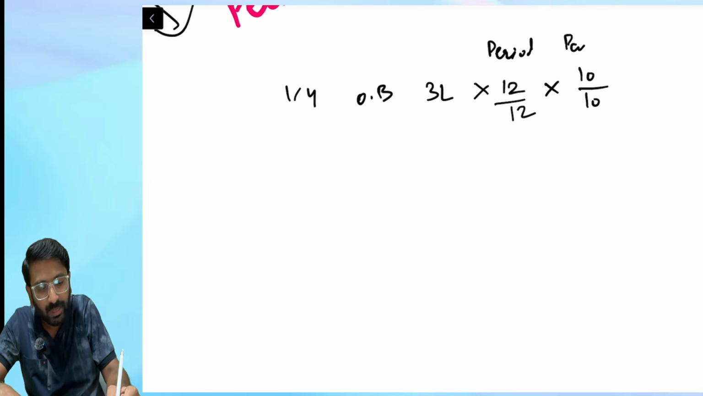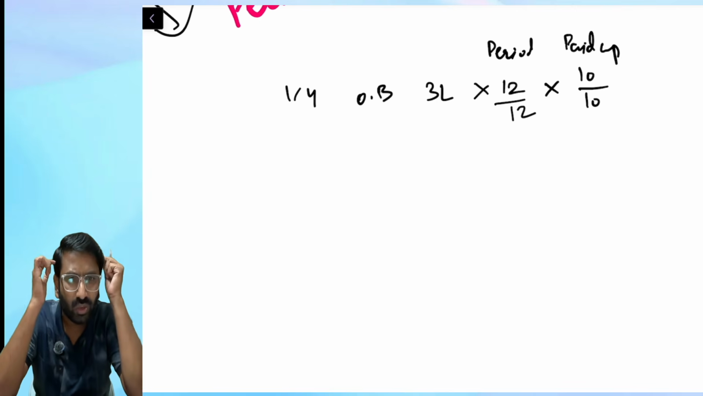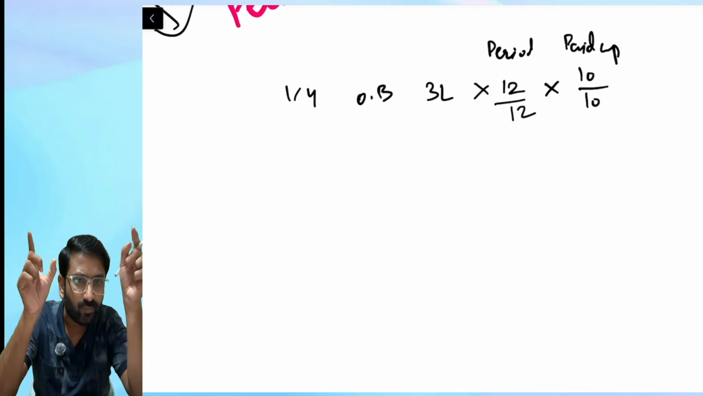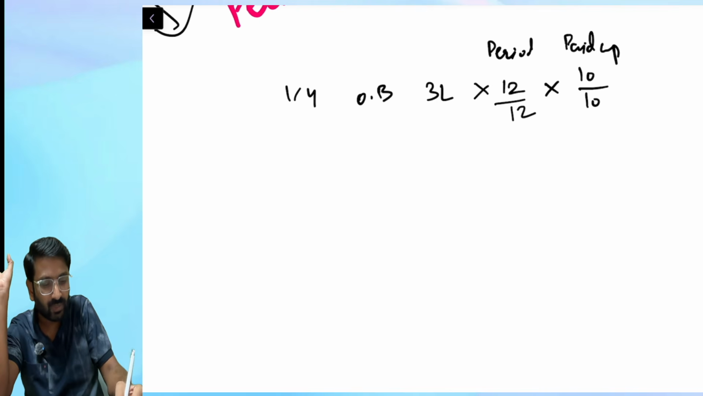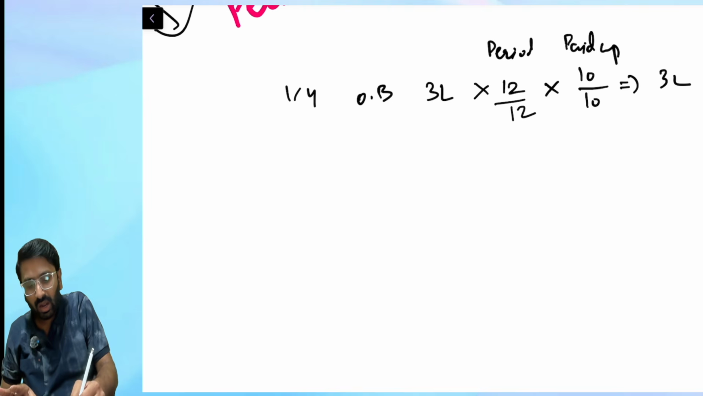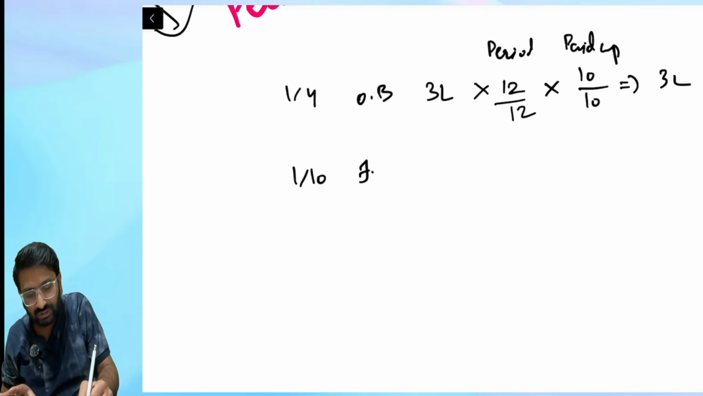This is called the paid up value weight. So we need to consider period weight also, paid up weight also. So when I do that, how much will I get here? 3 lakh. Next, on 1st of October, I'm doing a fresh issue.